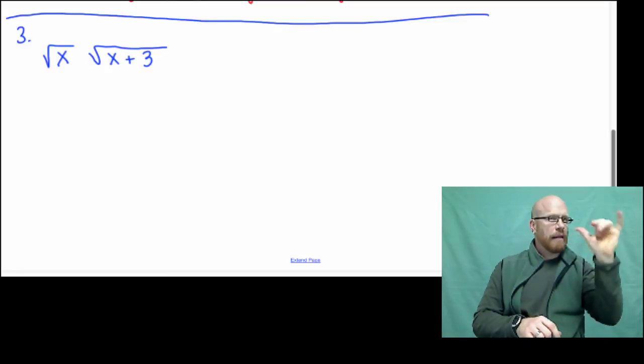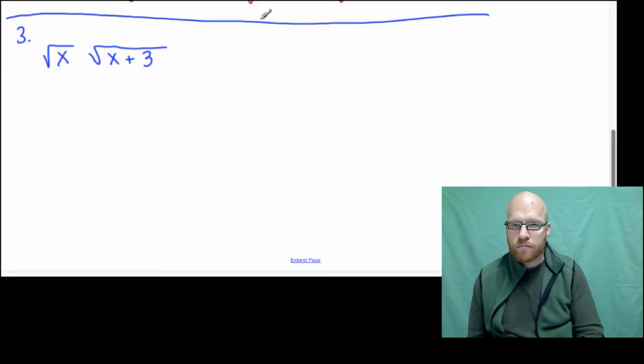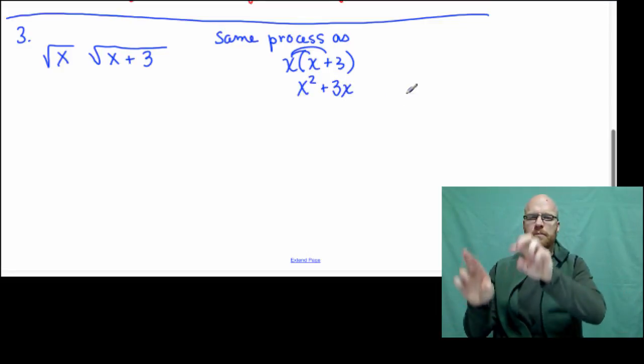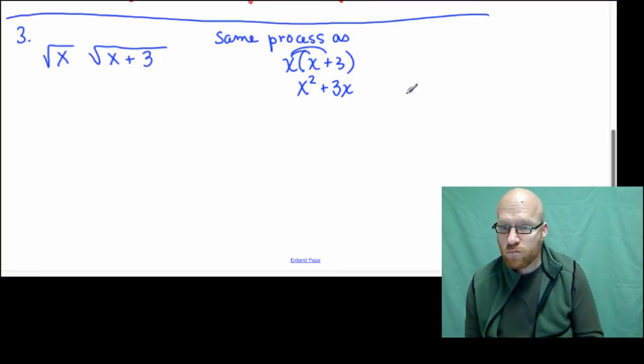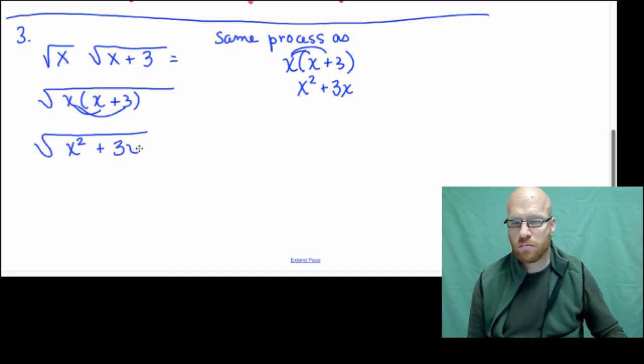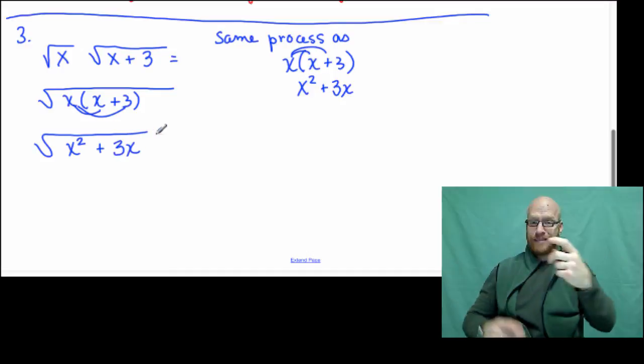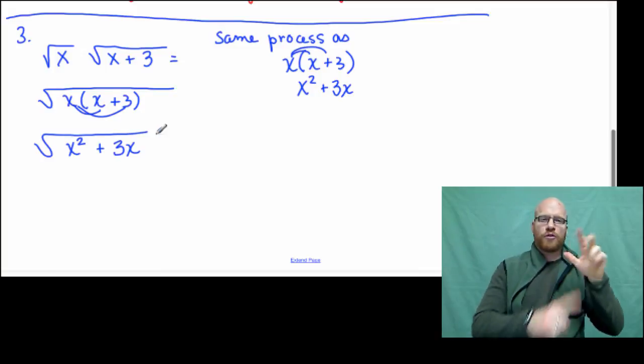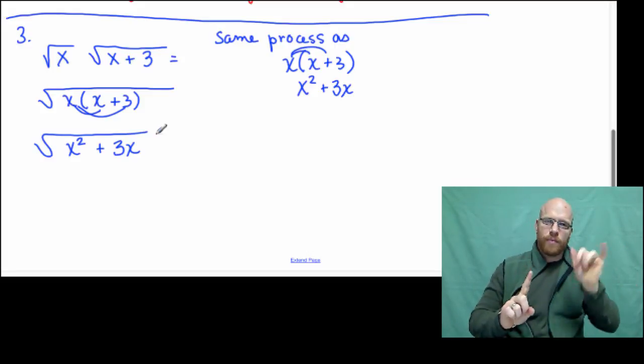So now, is it simply x times x and then plus 3? Not so much. So this distribution process, we're going to use the same way to multiply the square root of x times the square root of x plus 3. Now, why would we use the parentheses? It's because it's x times the entire square root of x plus 3, not just x. So you have to distribute the x over the other expression.